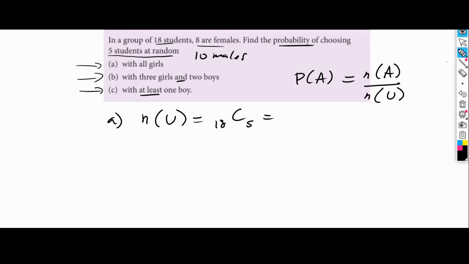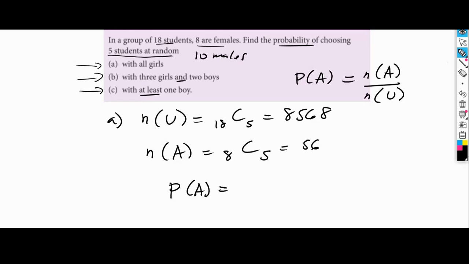And this is equal to 8,568. Now, we also need the number of possible outcomes for event A, and that is all girls. So that means in how many different ways can we pick 5 girls from 8 girls? And this is equal to 56. So that means that the probability of event A is equal to 56 divided by 8,568. And this is equal to 0.0065.